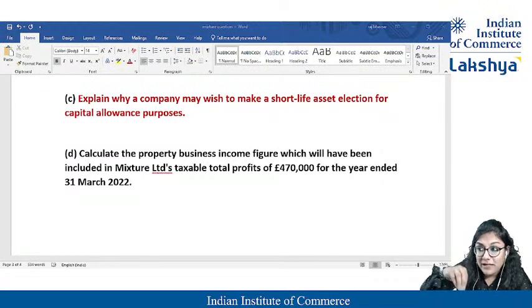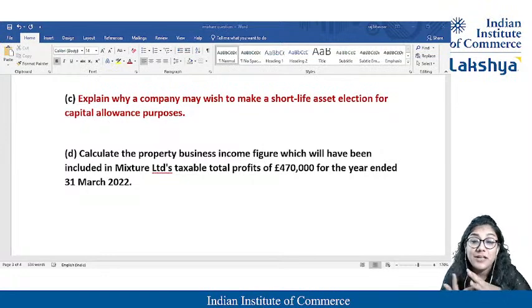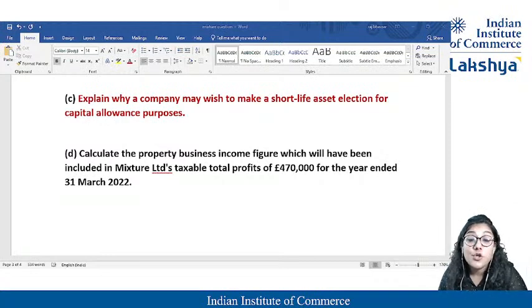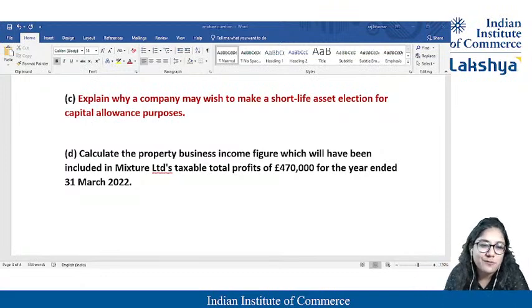But today we know a new concept has arrived. For companies, they have now started giving a super deduction, super extra deduction. You remember? Super deduction of 130%. So now, ma'am, can I take 100% or 130? Students, if you all are getting 130, why will you go to 100%? Take the super deduction.